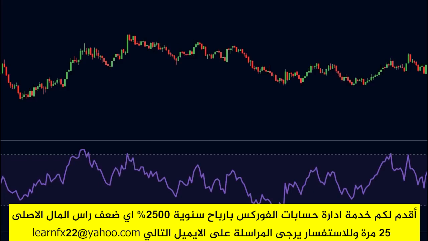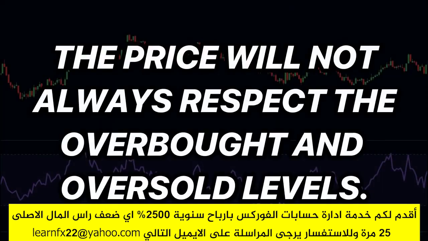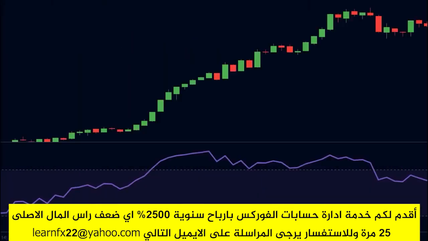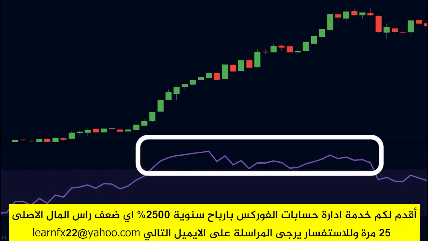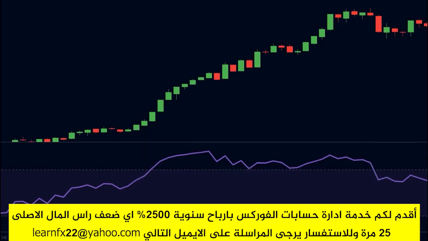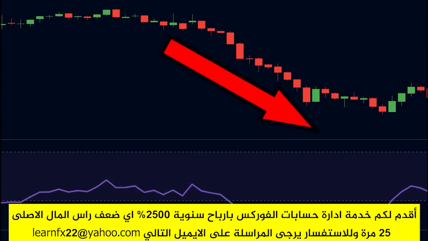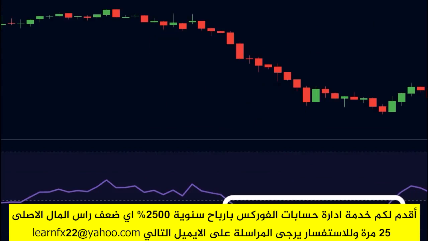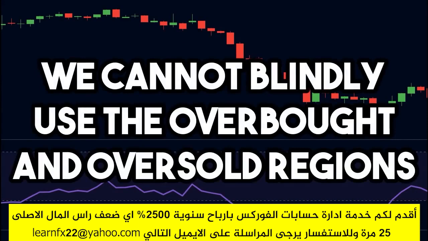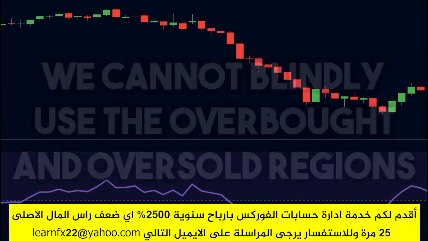One thing to note here is that the price will not always respect the overbought and oversold levels. For instance, in an uptrend, the price can stay in an overbought region for a long period of time. On the other hand, in a downtrend, the price can stay oversold for a long time. So, we cannot blindly use the overbought and oversold signals on the RSI for our trading.